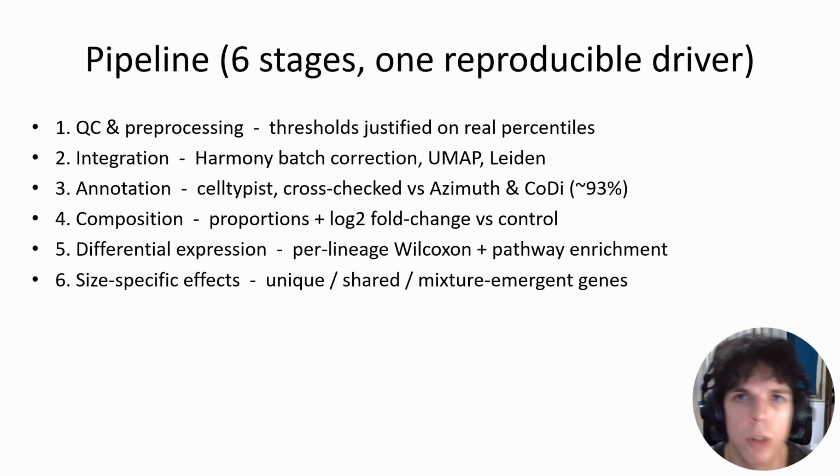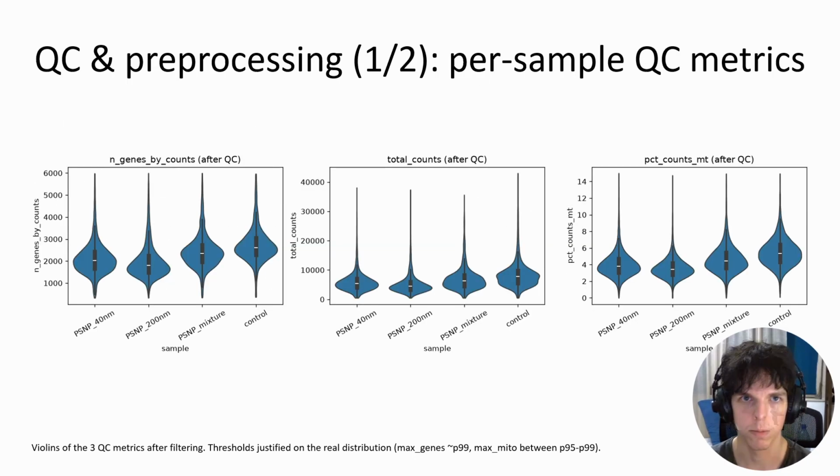The whole analysis runs through one pipeline of 6 stages: quality control, integration, annotation, composition analysis, differential expression, and site-specific effects. A single command reproduces all of it from the raw data, and each stage has automated tests. The first stage is quality control, removing low-quality cells before trusting anything.